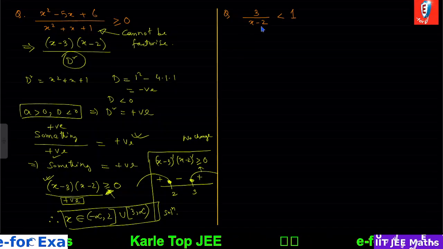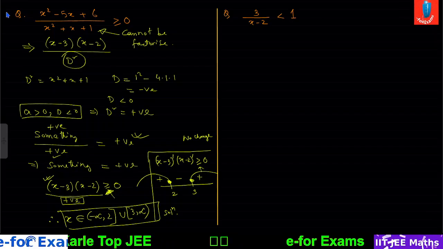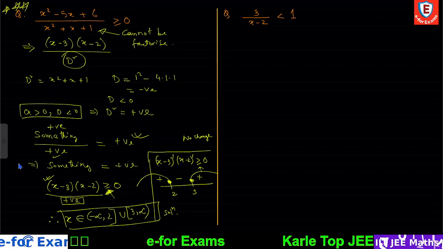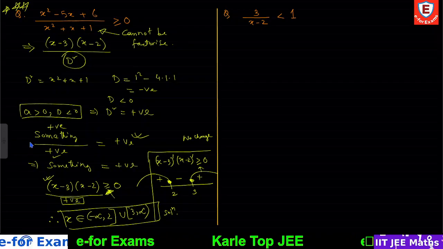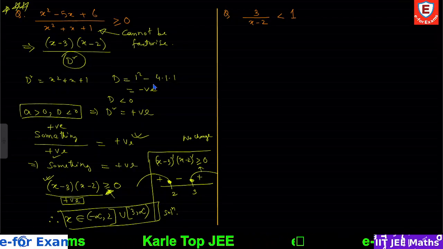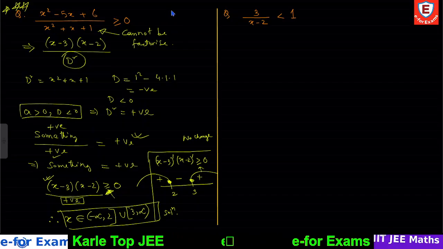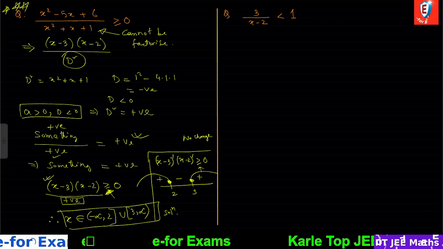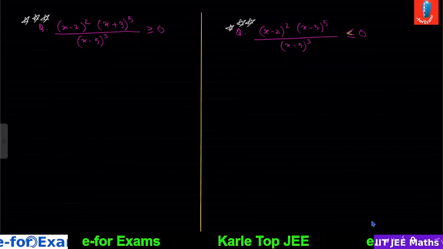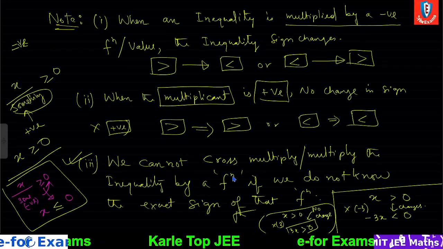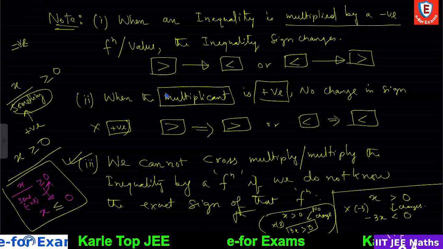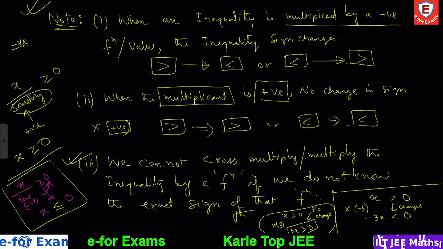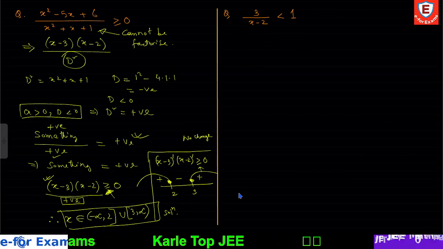Okay, now look at this question. This is important. Concept of multiplication, negative multiplication. Here we are using this point. These points are important. We have applied this in this question.